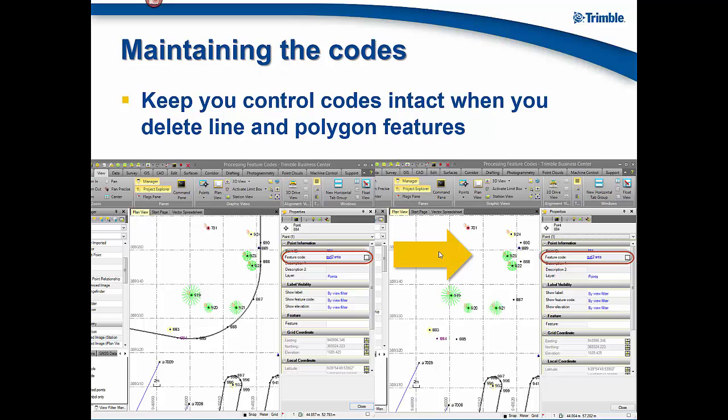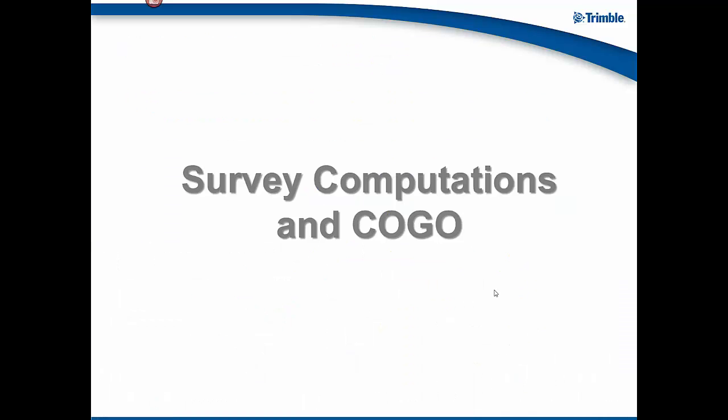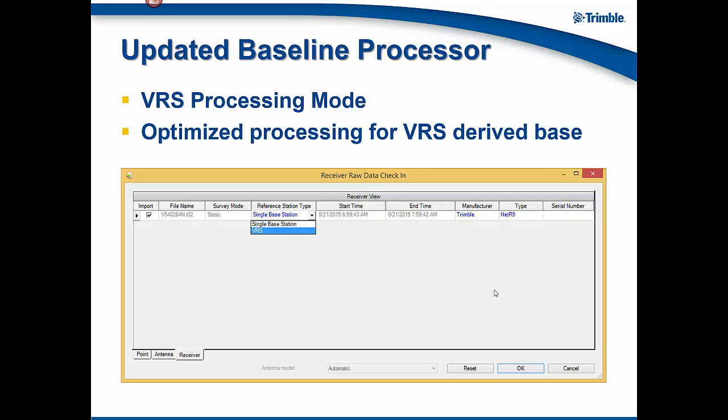Also, if you delete a line or polygon features, once you process the feature codes, in previous versions of TBC, we would strip points from feature codes. In version 361, if you delete any line or polygon features, as you can see here, the feature codes remain intact. On survey computations and COGO, we have updated our baseline processor.